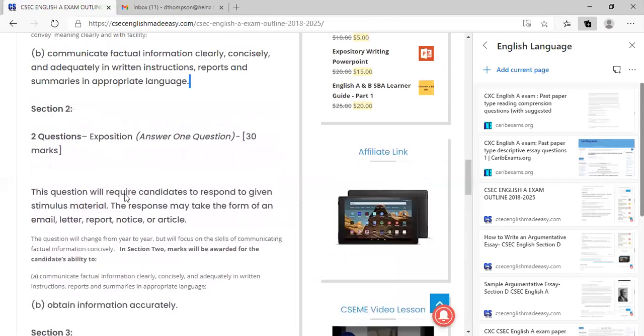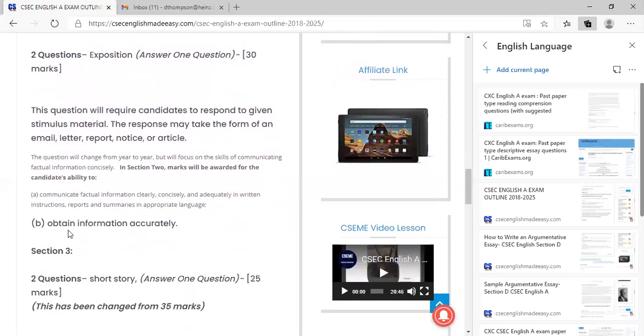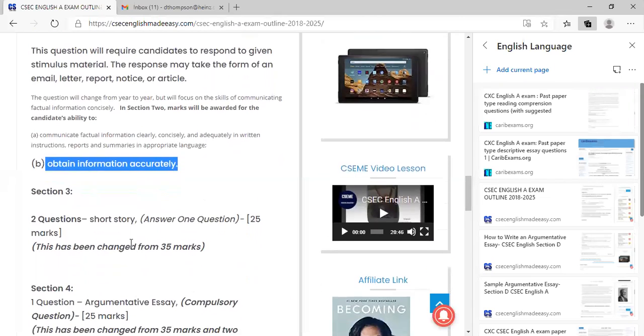So the main objective is for you to obtain information correctly. If you're going to tell me that you got accepted for a school, tell me the date, who you are addressing it to, the proper formatting, and the most important details. So you need to communicate information clearly, adequately, and concisely. So it's typically almost like a summary in some cases.